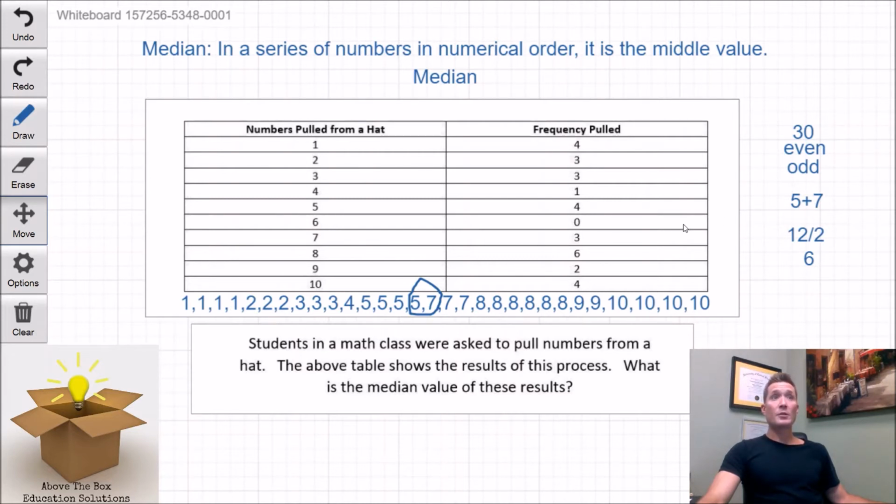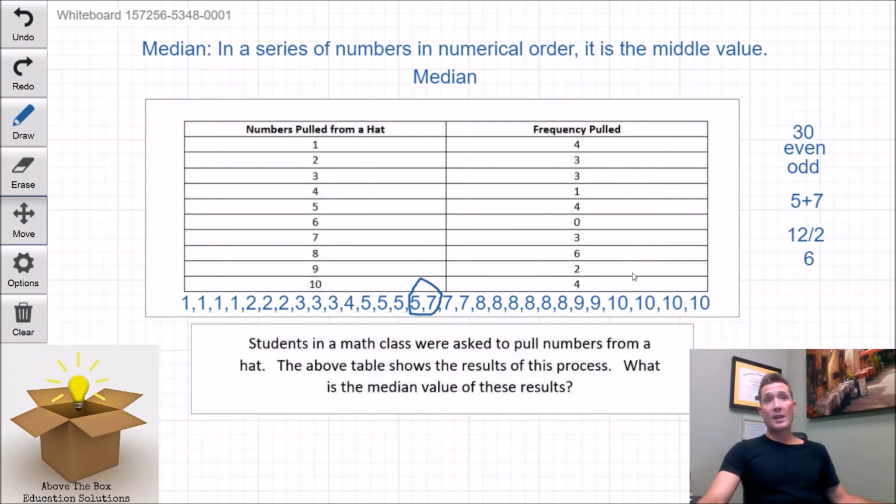That would also tell you that your 16th number would be the next one. Notice we don't have a 6, so we need to go here to the 7. That would give us our 16th number, 5 plus 7, which is 12 divided by 2, to figure out our median as we take the average, and our final answer is 6.